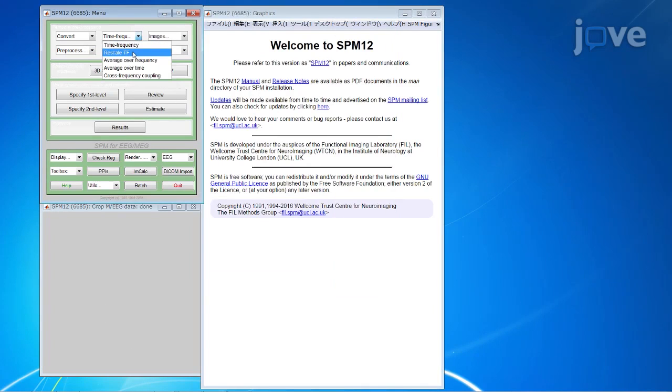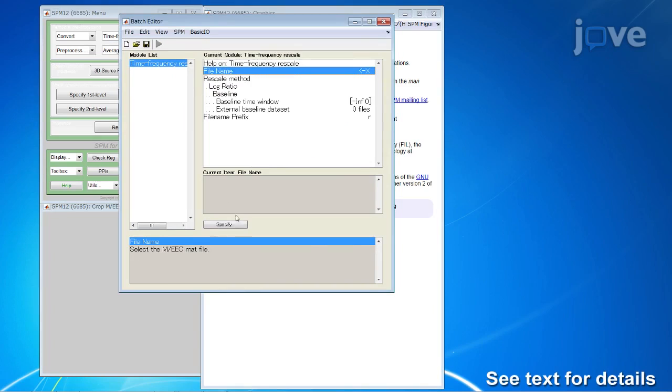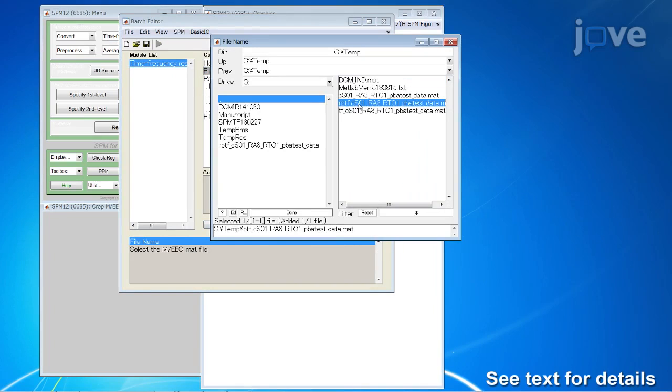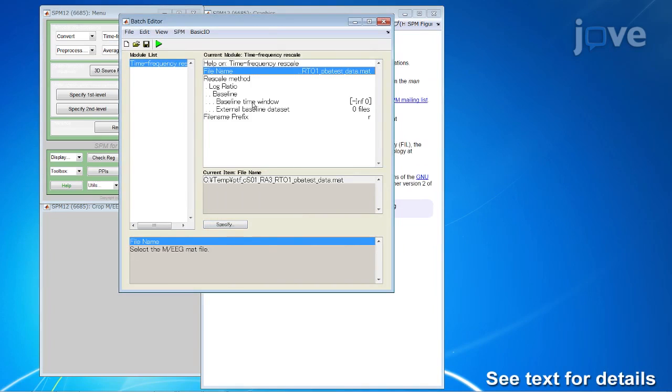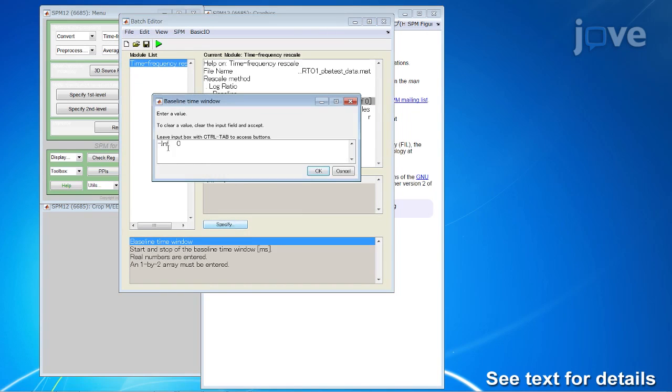Perform data transformation if desired, and baseline correction by selecting time-frequency rescale for the time-frequency maps to better visualize event-related power changes and improve normality.